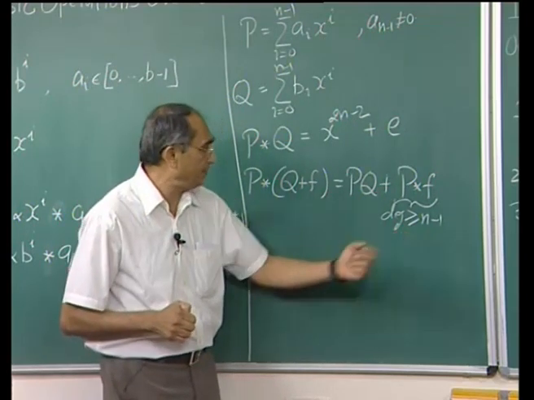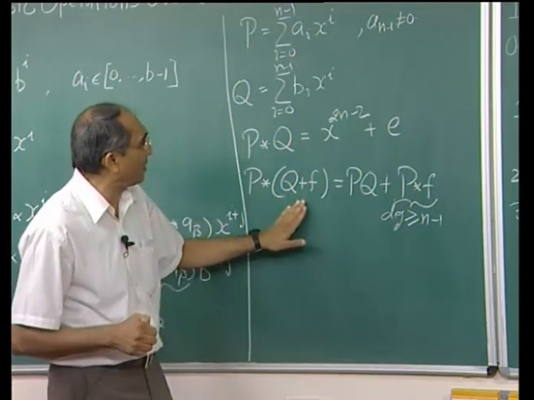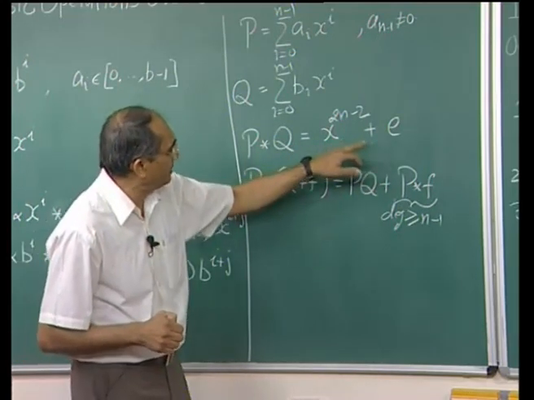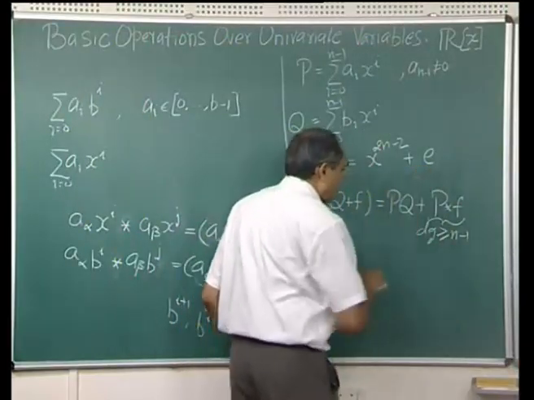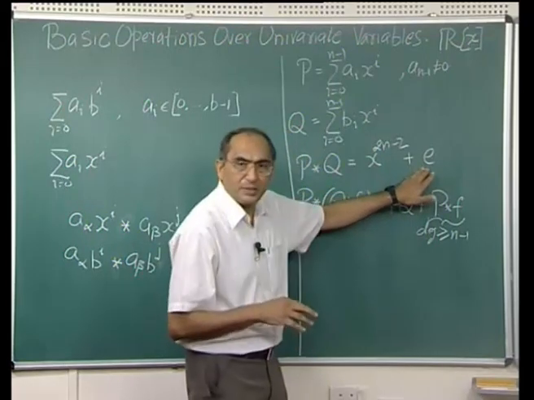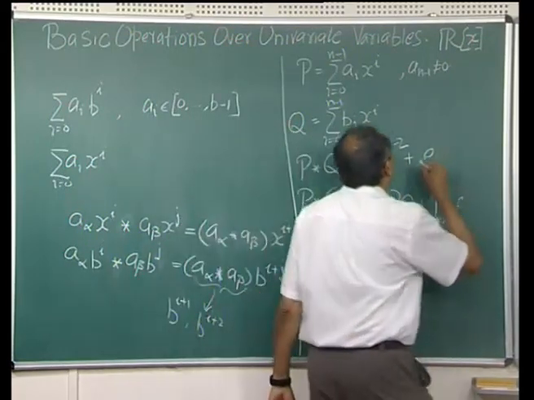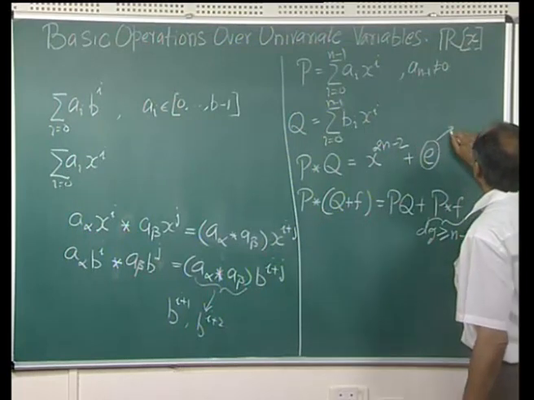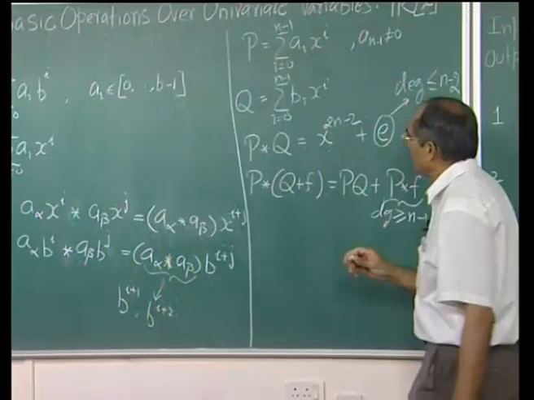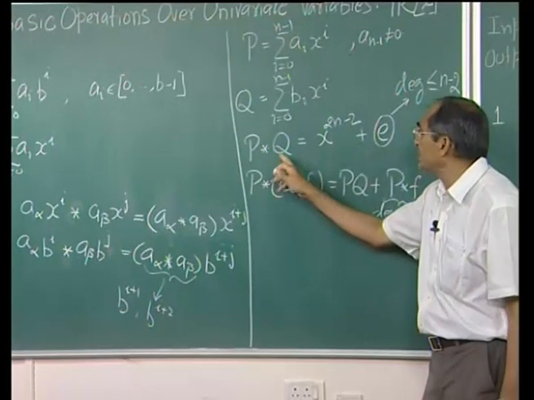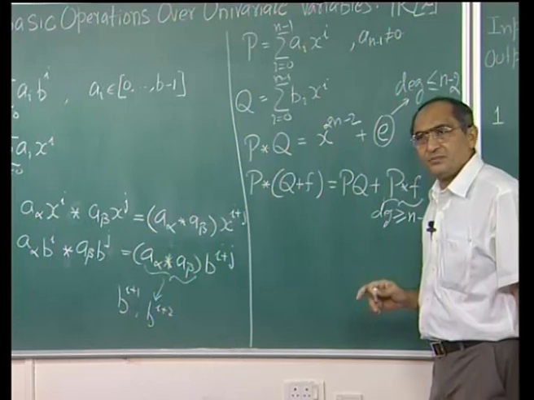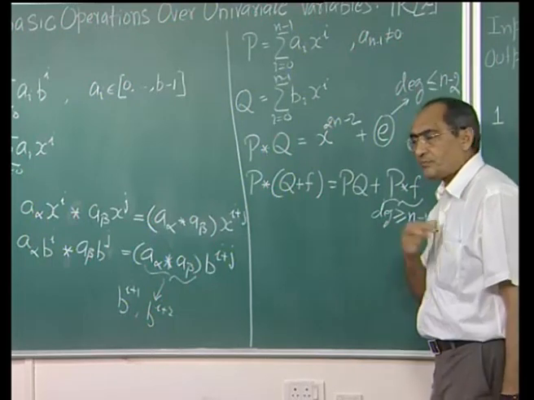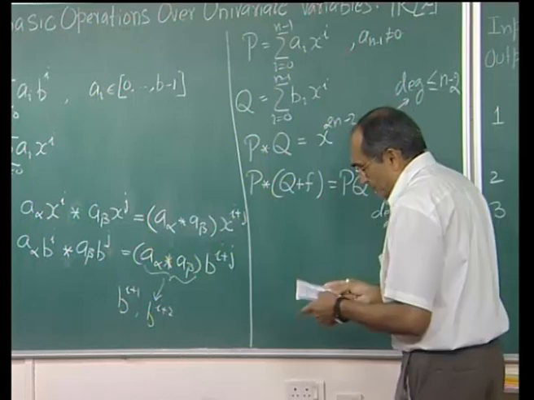So, by choosing a suitable polynomial we can actually make sure we get rid of all the terms up to n minus 1, but we cannot handle anything below n minus 1. So, the error can have degree less than or equal to n minus 2. This is the objective of computing the reciprocal of p: to compute this polynomial such that we have this equation. Okay.